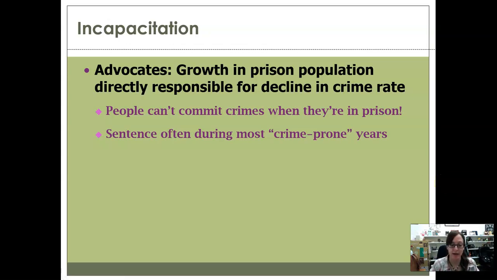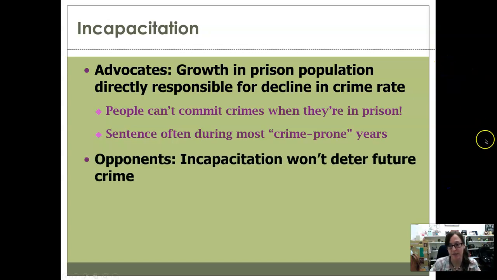The sentence is also often during the most crime-prone years. So if you take somebody who's at the height of their criminal career in their late teens, early 20s, and then you put them in prison for a certain amount of time, by the time they get out, they're already on the decline. If we remember the age-crime curve, then they're already less likely to commit crimes just based on their age and just based on the years that are most likely where somebody's going to be committing crimes. So if somebody has a sentence during those crime-prone years, we're basically incapacitating them and then saying, okay, now that your risk is lower, go out and don't recidivate. So that's kind of another argument from the advocate side.